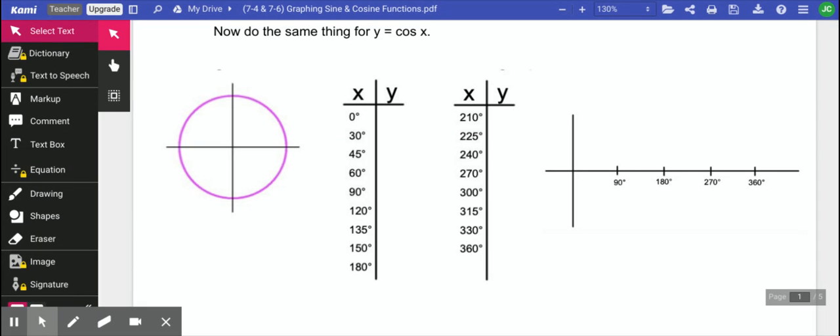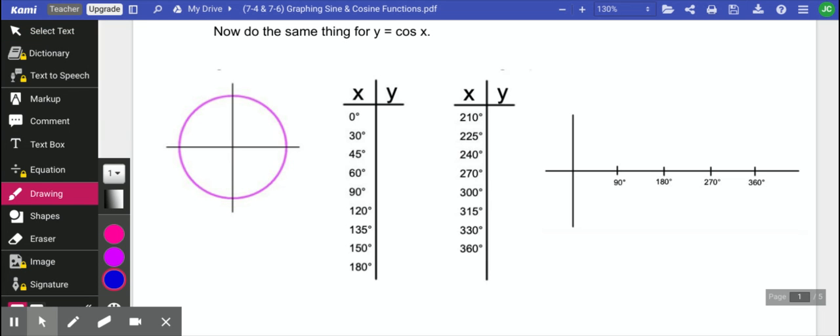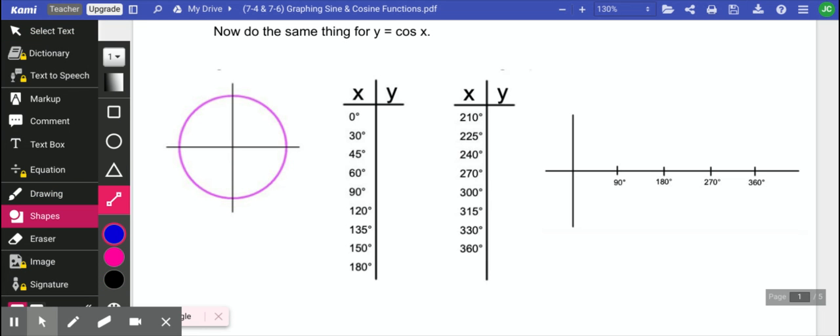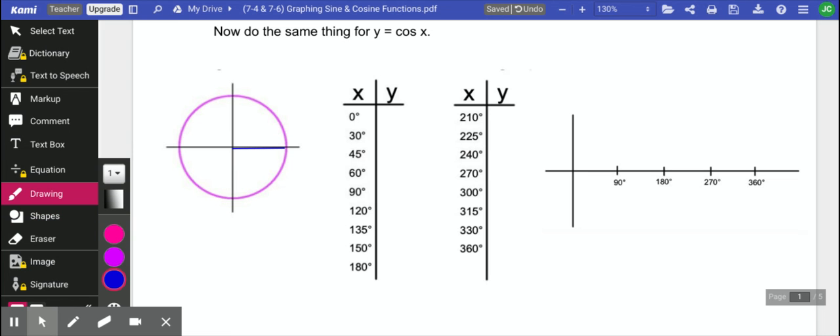So now we're going to do the same thing for y equals cosine of x. So we're going to start with 0 degrees. So remember our 0 degrees is right here. Very hard to draw that triangle, so remember that coordinate is (1, 0). And cosine is the x coordinate. Okay, so that's (0, 1). I'm going to go ahead and graph these as we do them so we can kind of see what's happening.